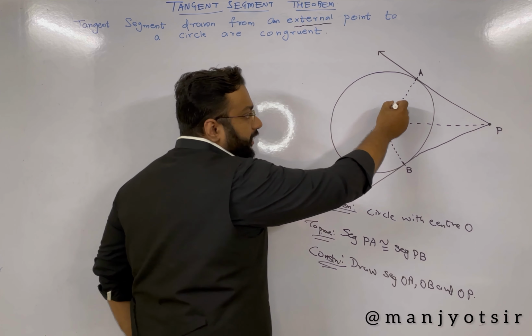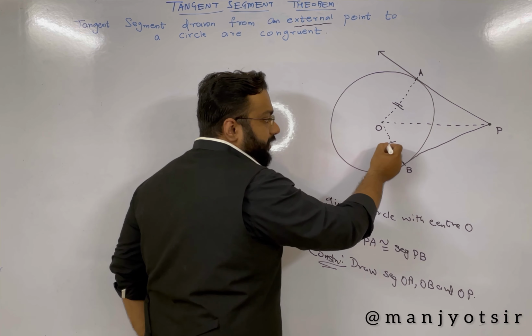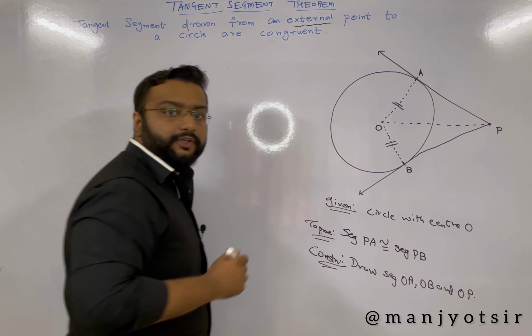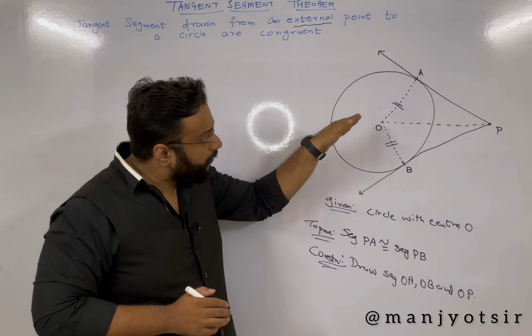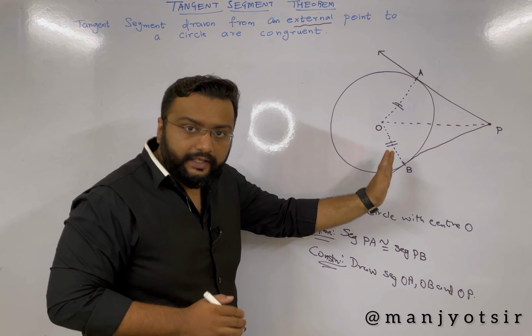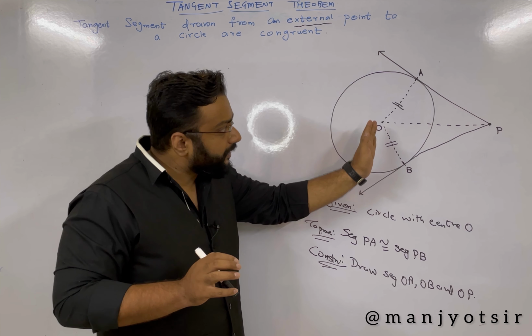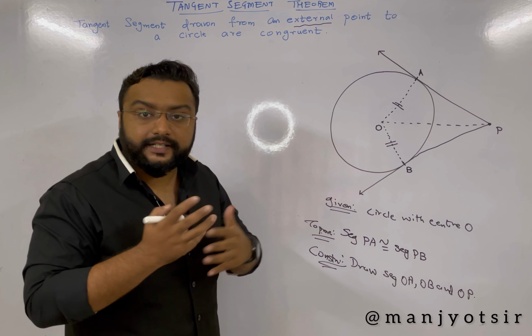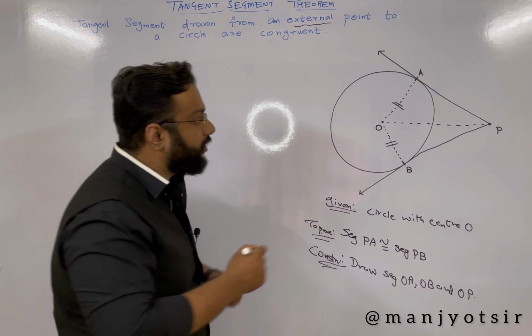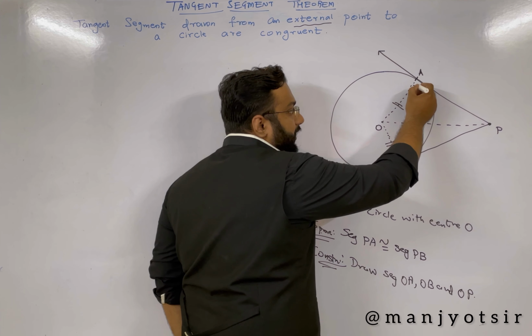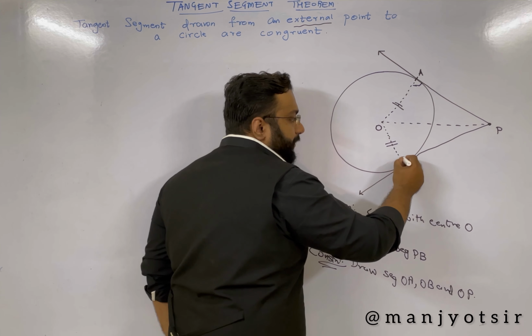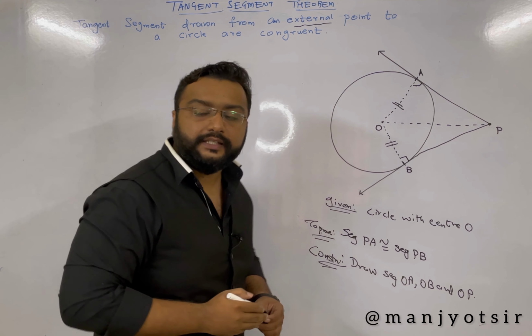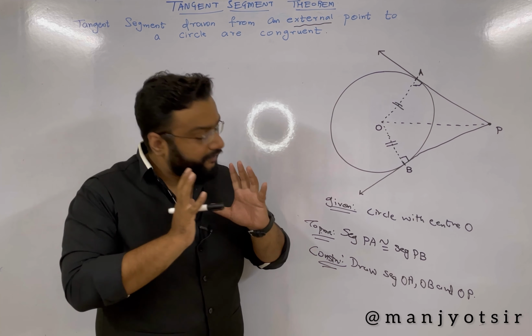These are nothing but the radius of the same circle. So that means these two segments are congruent. Very good, superb. Also, if OA and OB are radius, that means they will be perpendicular to the tangent. You all studied from the tangent theorem, tangent and radius are always perpendicular. So that means angle A and angle B will be equal to 90 degrees since radius is always perpendicular to tangent. Very good, super.